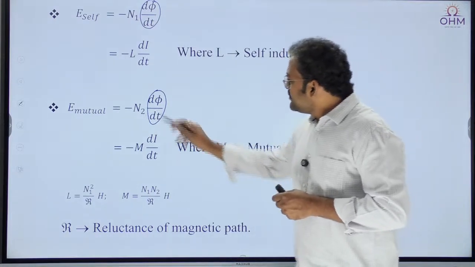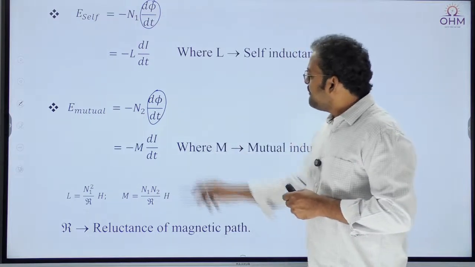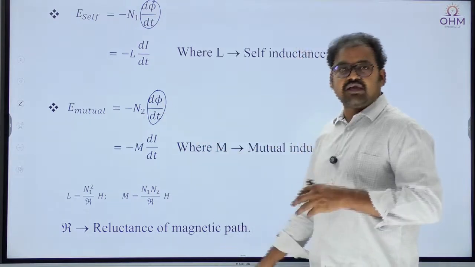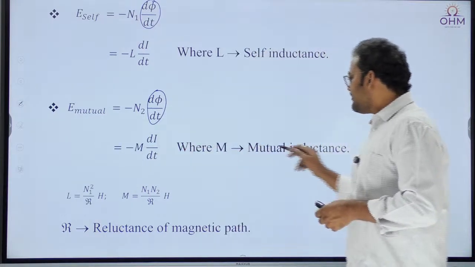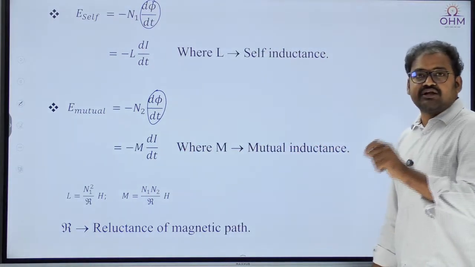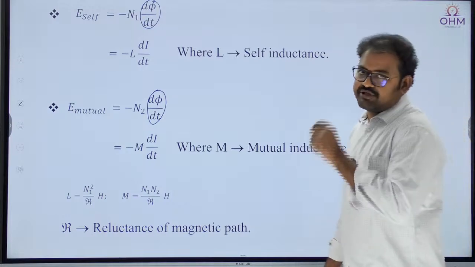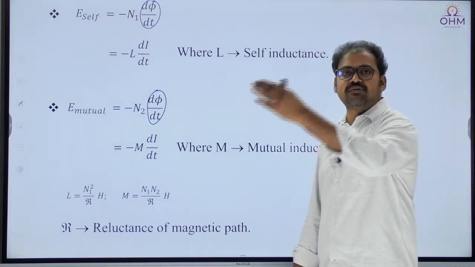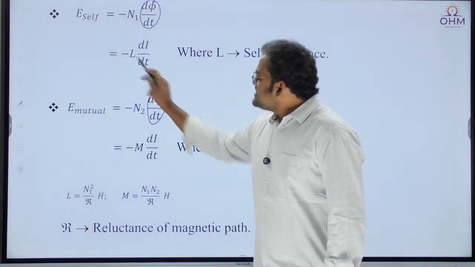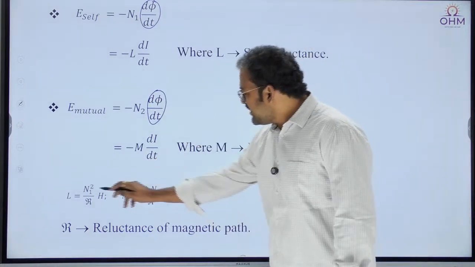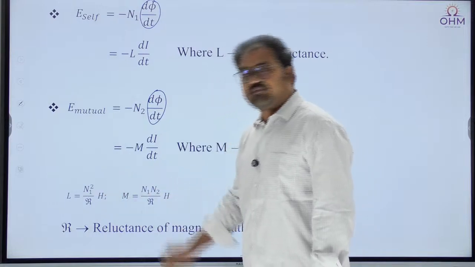You can also write minus N2 d phi by dt as minus M di by dt, where M is known as the mutual inductance of the coil. Understand? Mutual inductance between primary and secondary. Now there are formulas for this L and M also. So L is equal to N1 square by R.